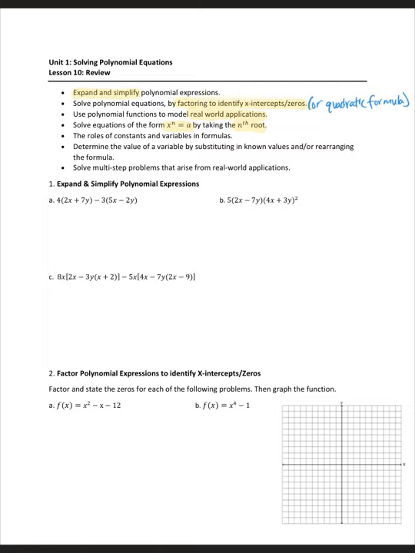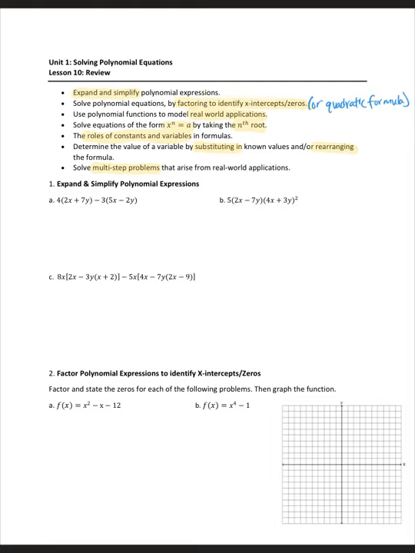And then also when you're looking at formulas, what are the roles of the constants and the variables in those formulas? We talked about setting something to a constant to create a linear equation or setting a value to a constant to create a quadratic equation. We also talked about determining the value of a variable by substituting in or rearranging. So two ways to solve for an unknown, either substitute in and then solve or rearrange for that unknown and solve. And then finally solving multi-step problems that arise from the real-world applications.